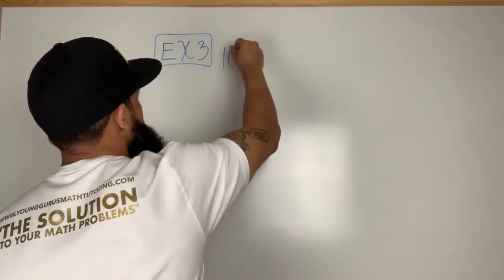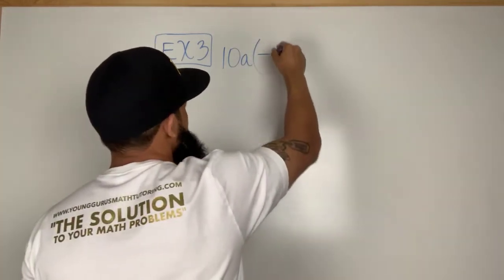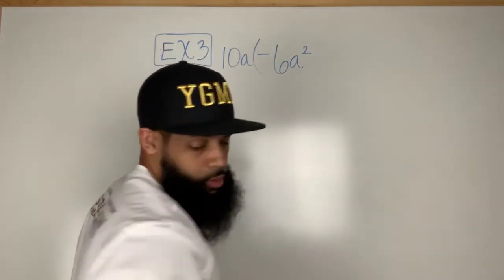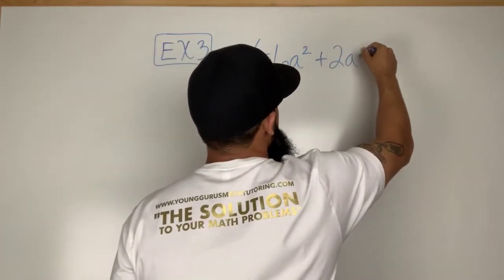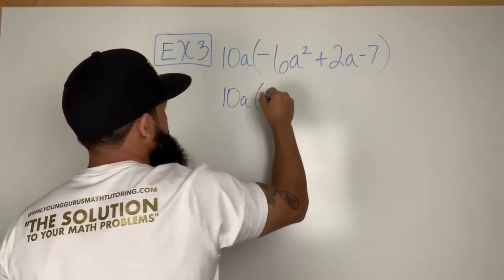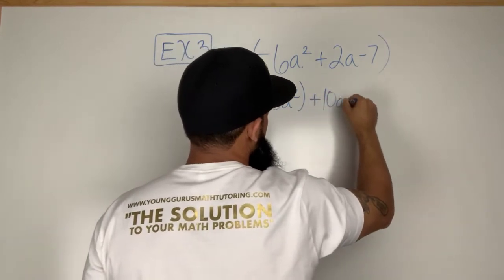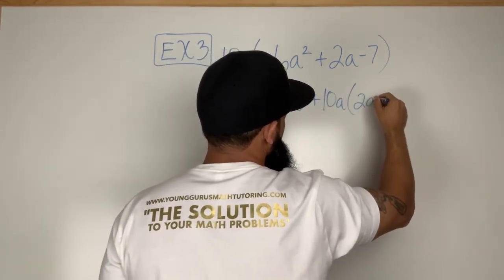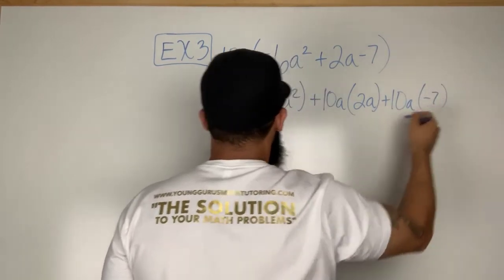Example 3. 10a, and I'm multiplying that by negative 6a squared plus 2a minus 7. Distribute, boom: 10a times negative 6a squared, plus 10a times 2a, plus 10a times negative 7.